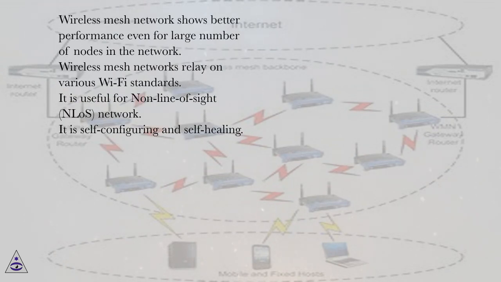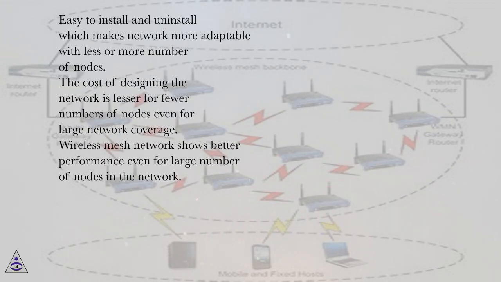Wireless mesh network shows better performance even for large number of nodes in the network. Wireless mesh networks rely on various Wi-Fi standards. It is useful for non-line-of-sight, NLOS, networks. It is self-configuring and self-healing. Easy to install and uninstall, which makes the network more adaptable with fewer or more numbers of nodes.